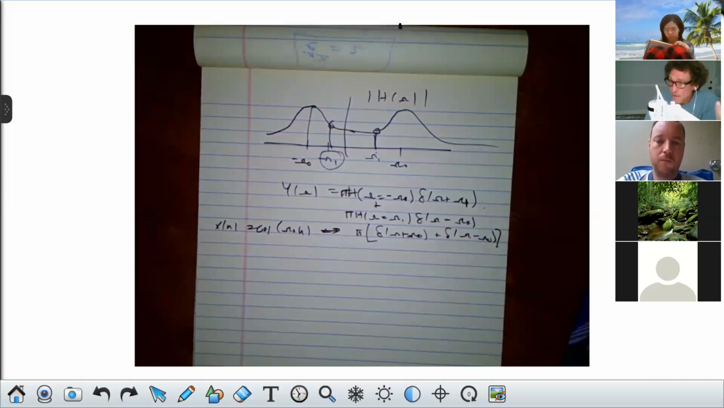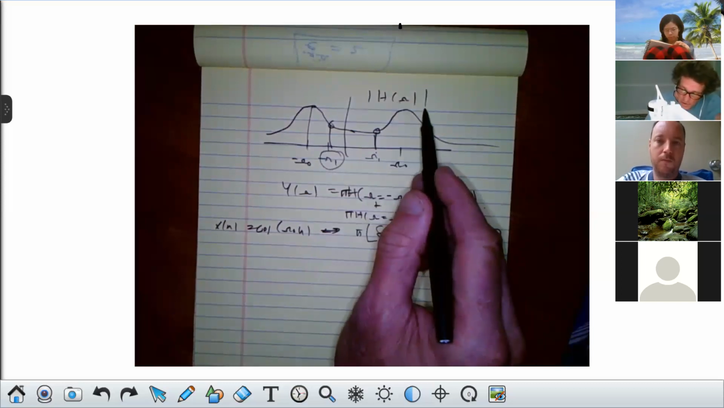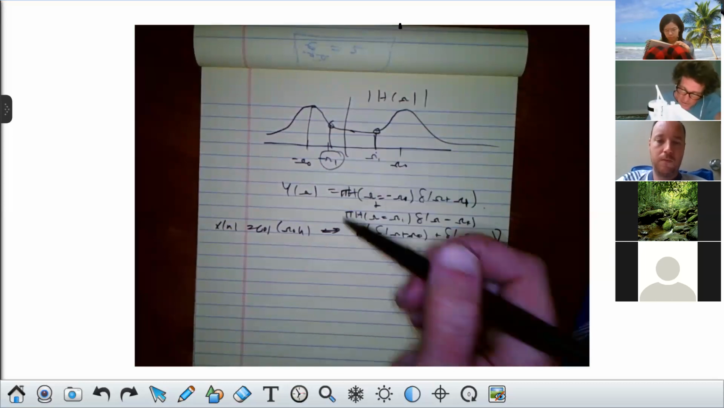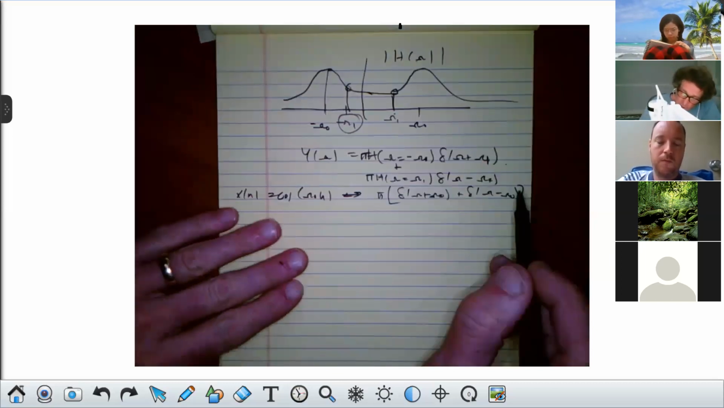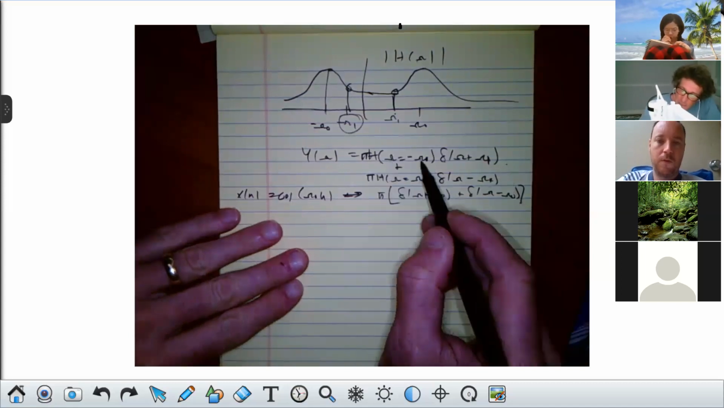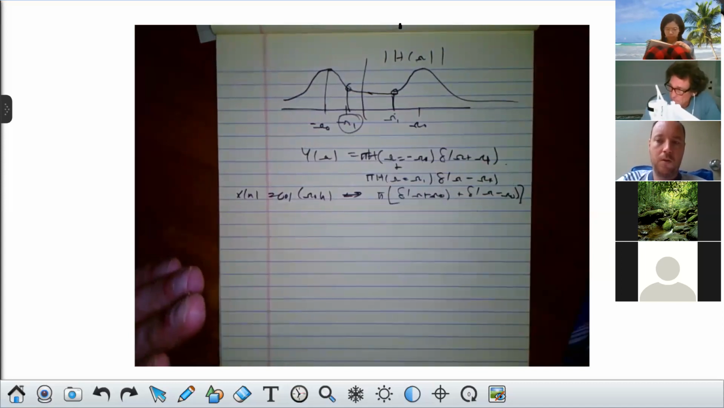So this is the magnitude of the output? No. I had to show the magnitude because I can't show a complex value of h. There's magnitude and phase, all right? But what I'm going to tell you is h of omega here is complex in general.